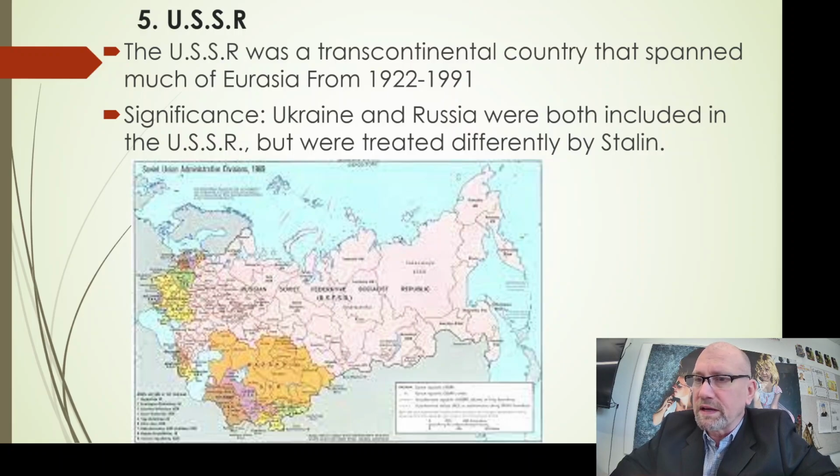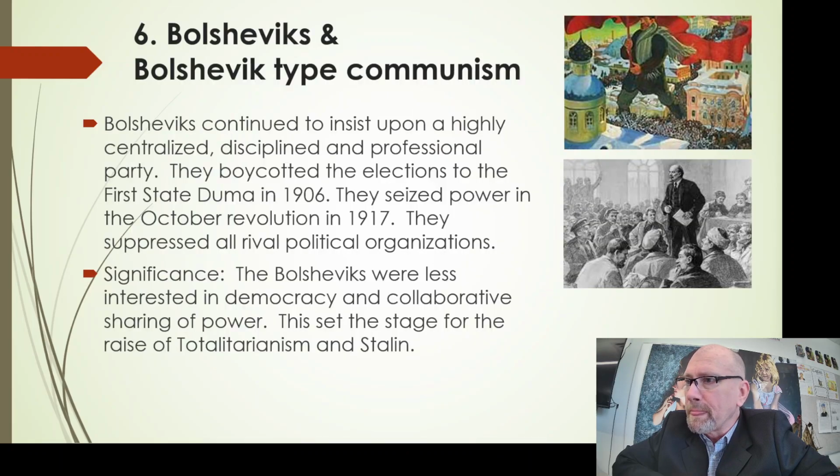The other thing that's significant is Ukraine and Russia were both included in the Soviet Union. When the Soviet Union collapsed, Ukraine became independent. And there's a huge story about that and how Ukraine had nuclear weapons at the time and what to do about that in a treaty that was signed at that point in time.